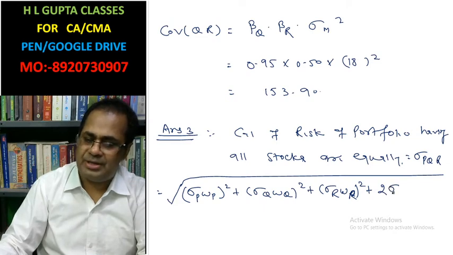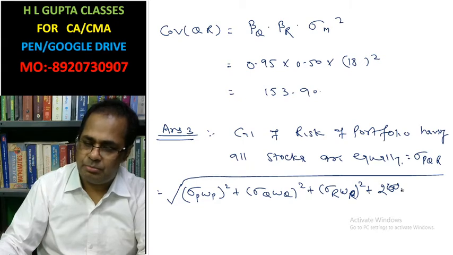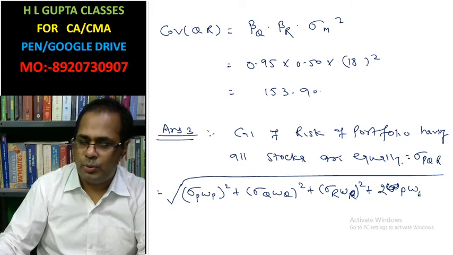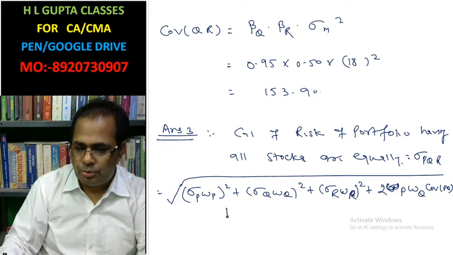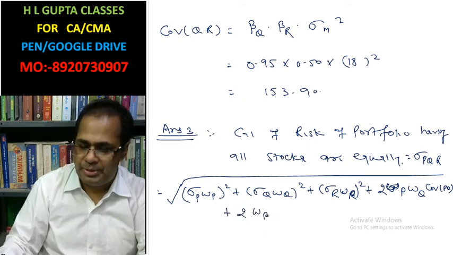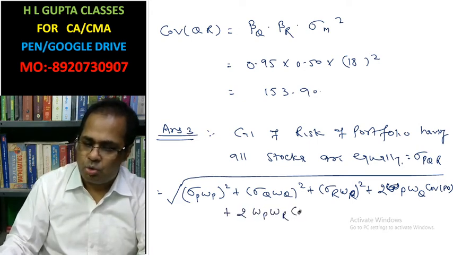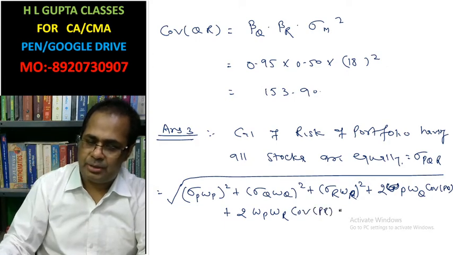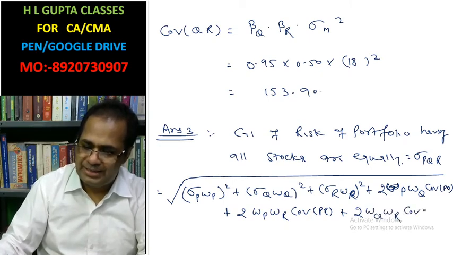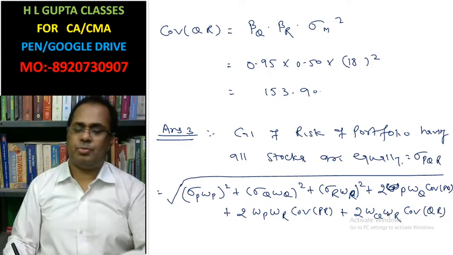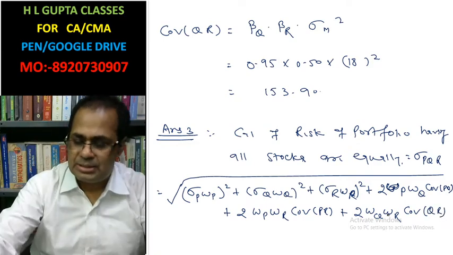plus 2 times weight P, weight Q, covariance PQ, you write it, plus 2 times weight P, weight R, covariance PR, you write. Okay, plus 2 times weight Q, weight R, covariance QR, you write here. This is the formula. So this is the standard deviation.